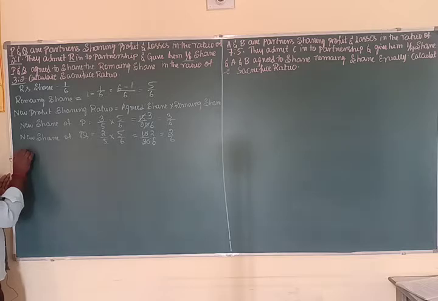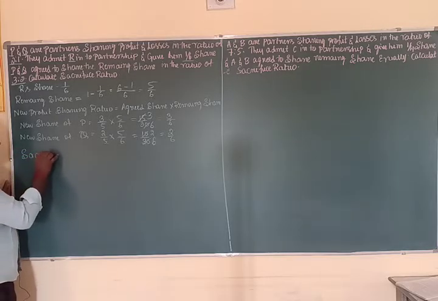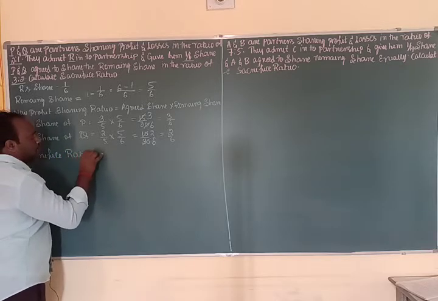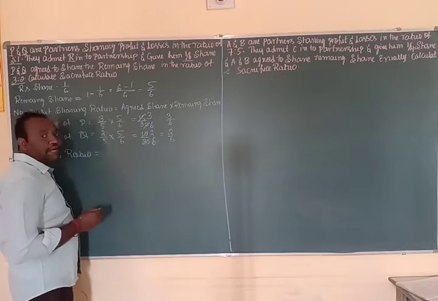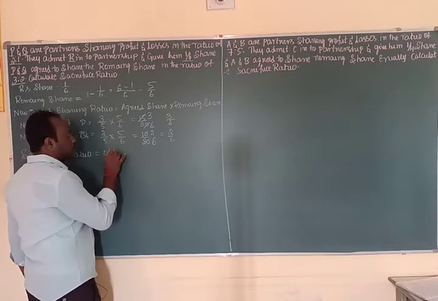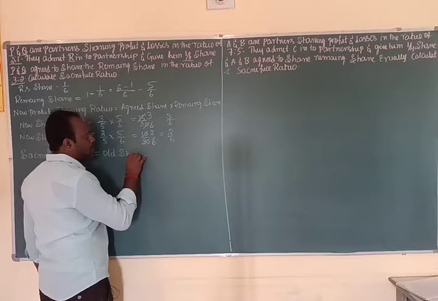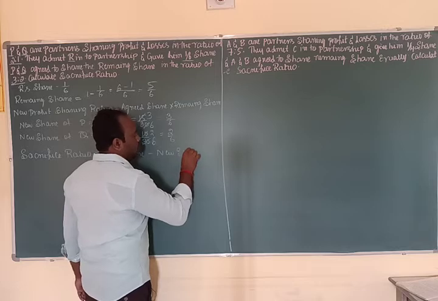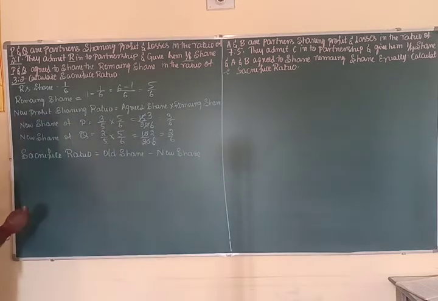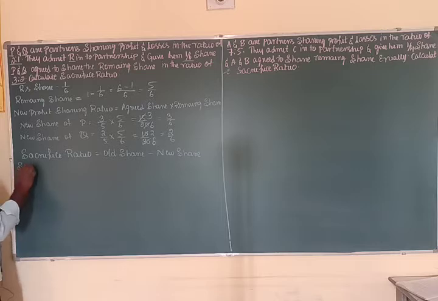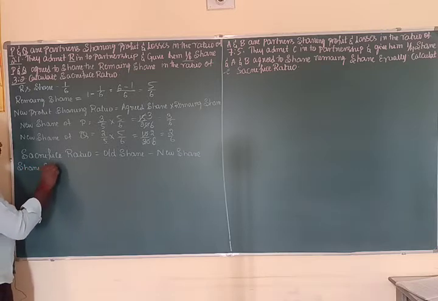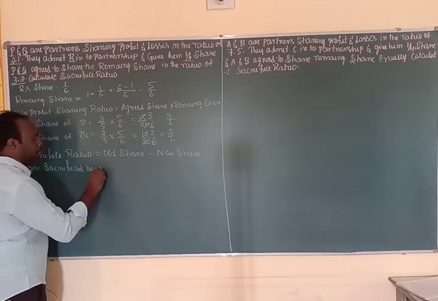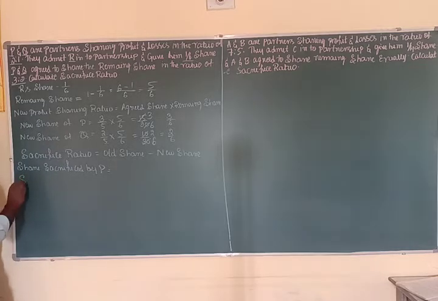Next, here we should calculate the sacrifice ratio. What is the formula of the sacrifice ratio? Old share minus new share. Here we calculate the share sacrificed by P. Next, the share sacrificed by Q.